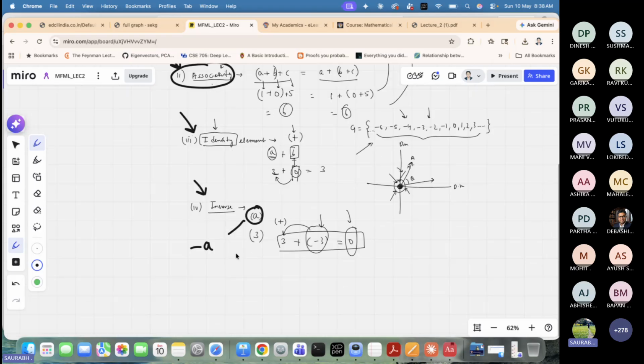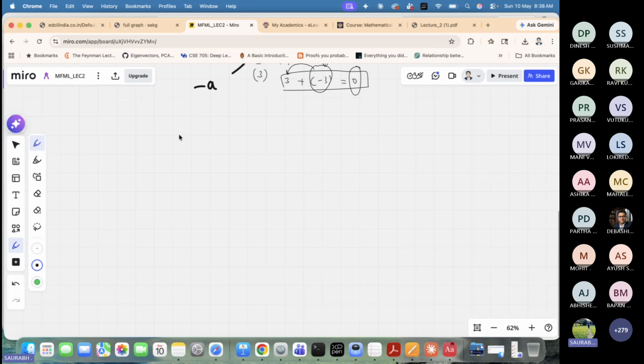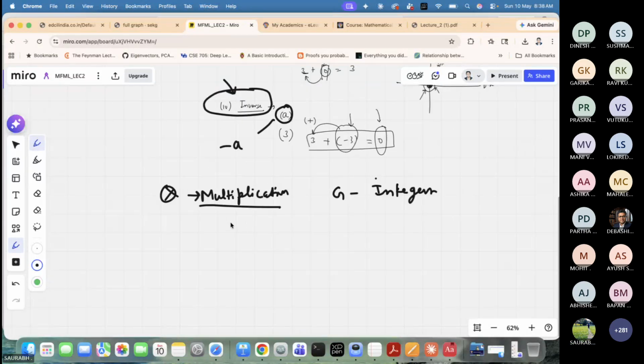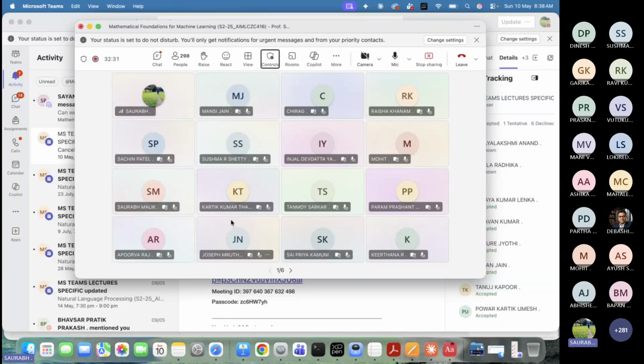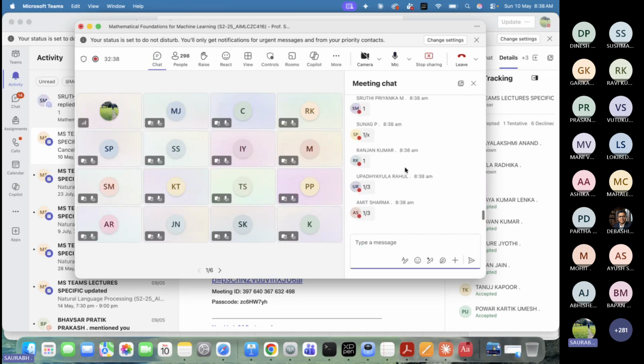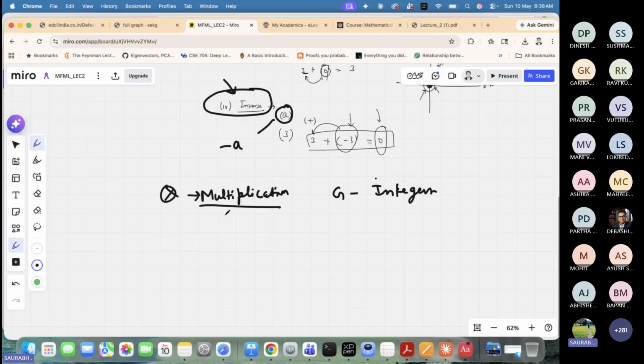Now think of multiplication. We were discussing addition as the binary operator. Let's think about multiplication, and let's say that the group is still the set of integers. This operation is multiplication. Now, for multiplication, what would be the inverse? Right, exactly. Division.